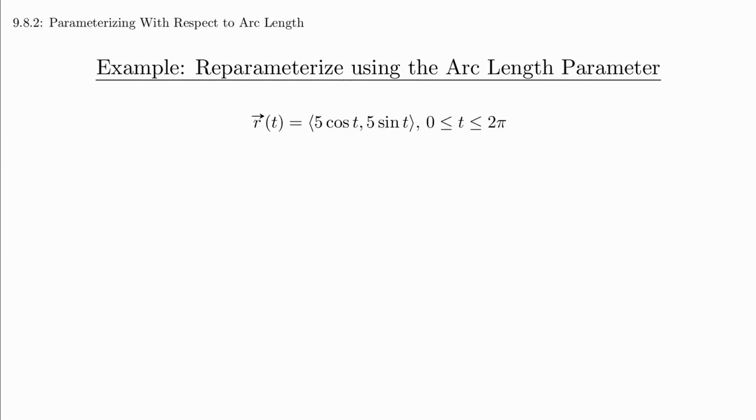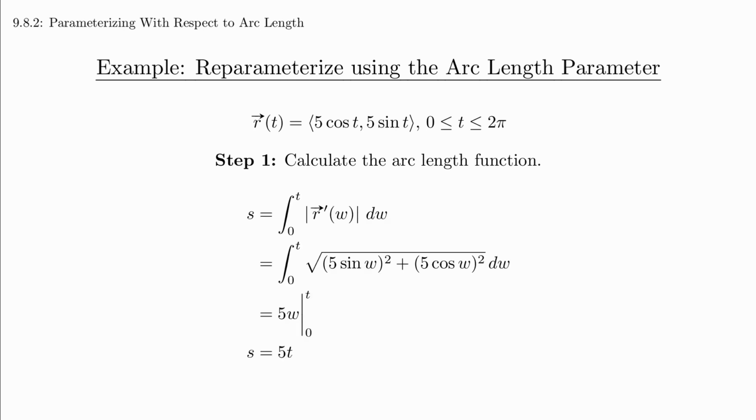Let's take a look at the curve r of t equals 5 cosine t, 5 sine t, where t runs from 0 to 2 pi. You should be able to immediately recognize this as a circle of radius 5, but even if you don't, you should be able to do the calculation anyway. We simply plug this into the equation for the arc length function. Notice that even though this is a two-dimensional vector, the ideas still apply.